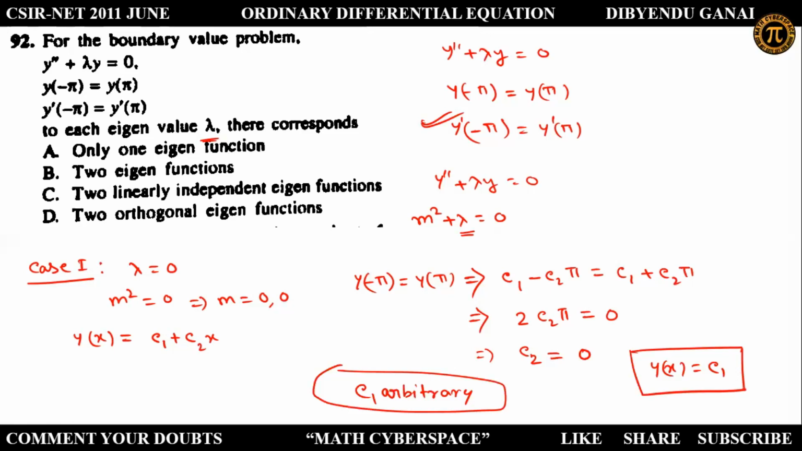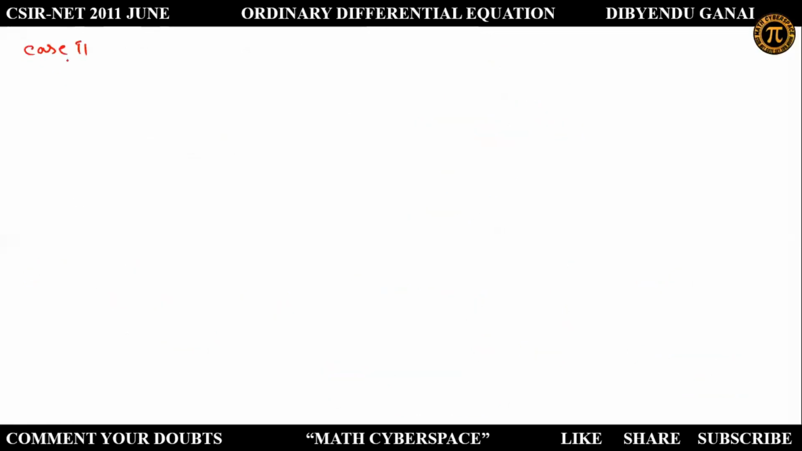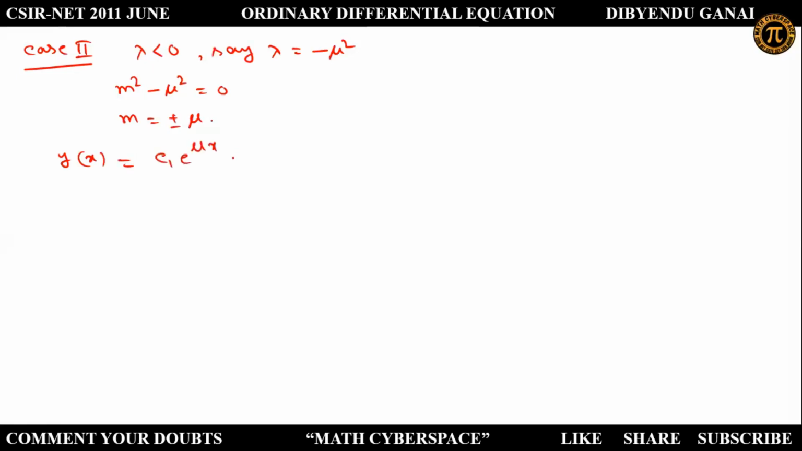Okay, now choose the case when the eigenvalue λ is negative. So case 2 is λ negative. Let's say λ = −μ², right? Now if λ = −μ², what will be the auxiliary equation? m² − μ² = 0, so m = ±μ. So the general solution is y(x) = c1 e^(μx) + c2 e^(−μx).